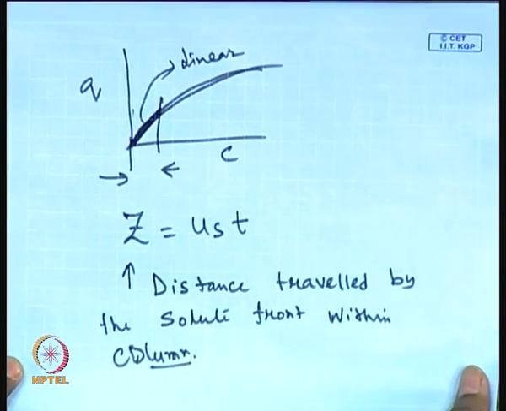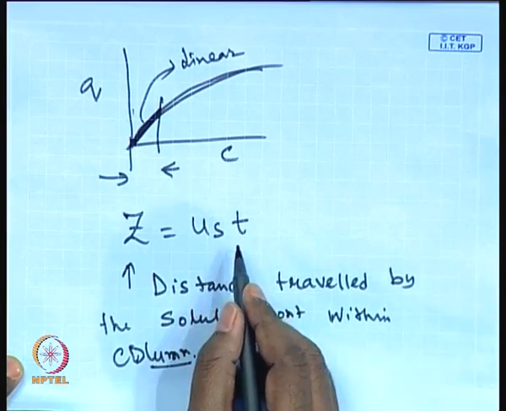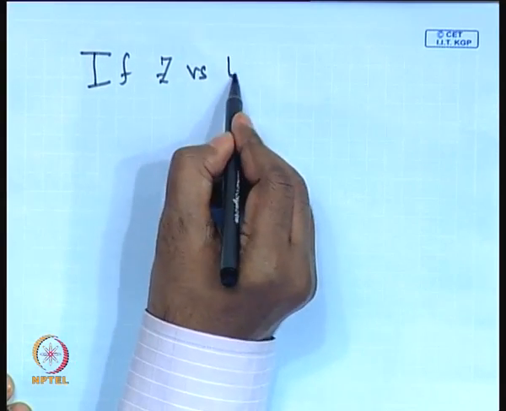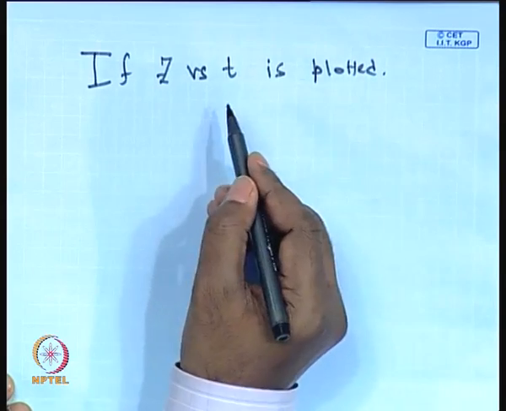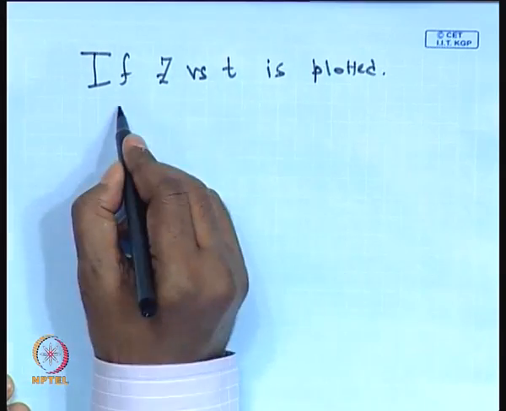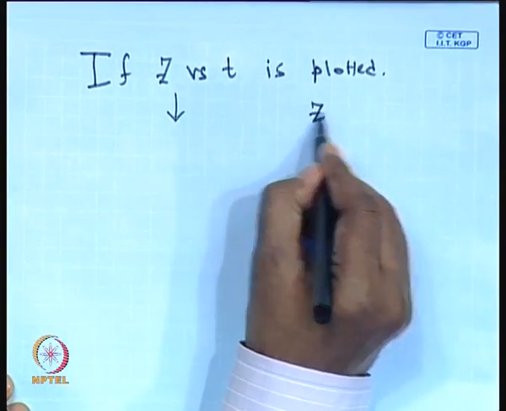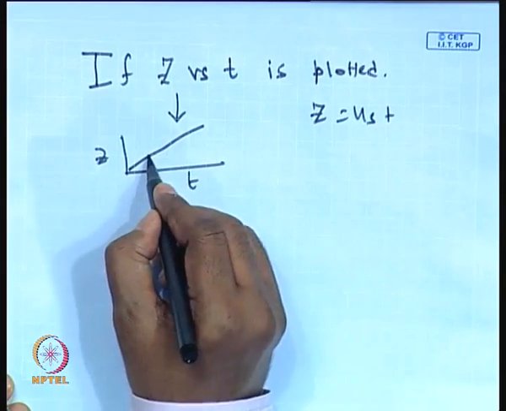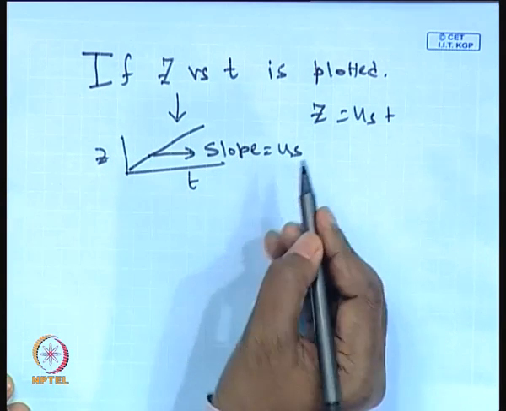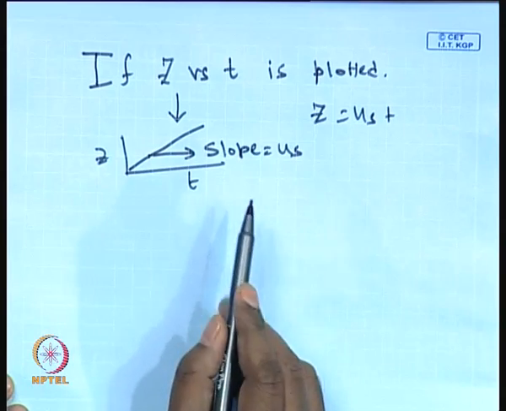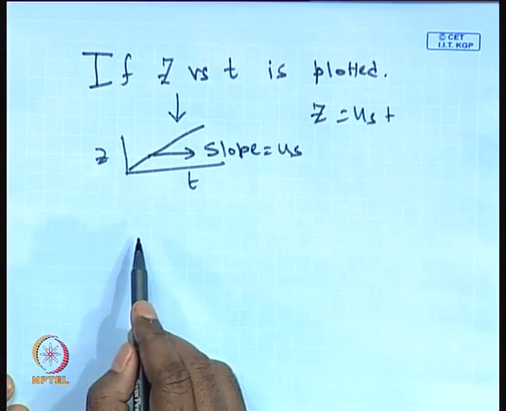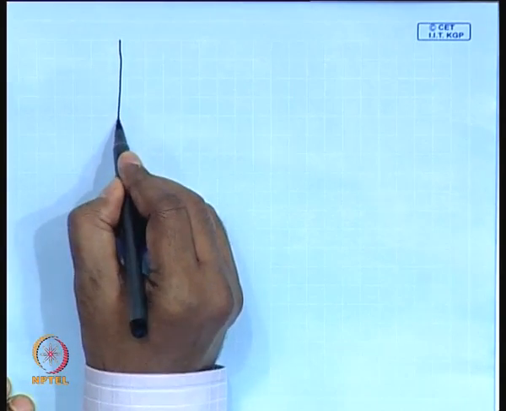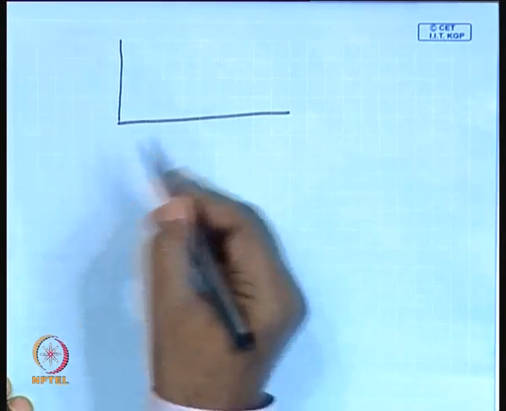Now, if z is replaced by L, t will be nothing but the retention time of that particular solute. If z versus t is plotted, we get a linear plot with slope Us, because z is nothing but Us times t. It becomes linear and the slope is nothing but Us, the solute velocity. By looking at the z versus t curve, one can interpret the separation efficiency. How? I will demonstrate that in the next slide. So let us consider this curve. This is the most vital curve and vital description of this chapter.